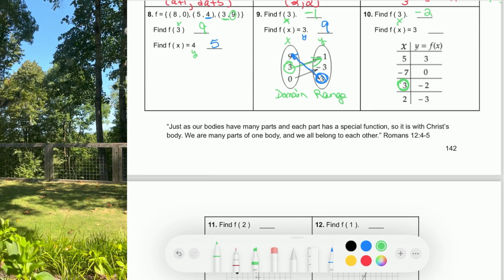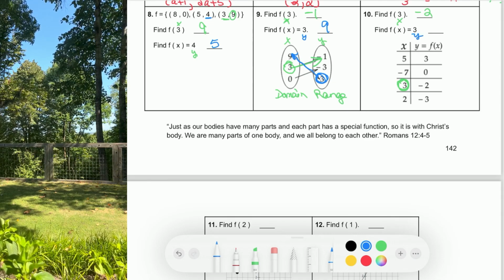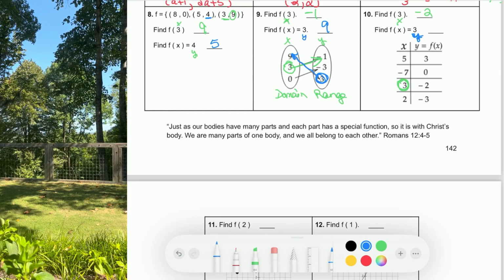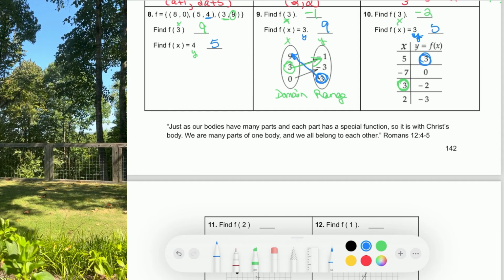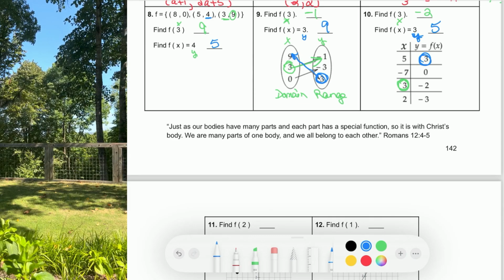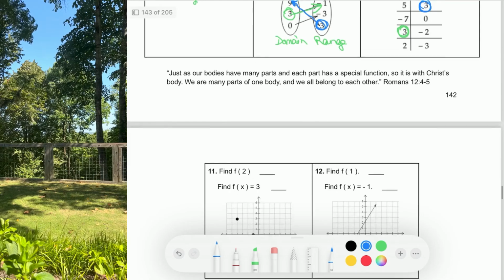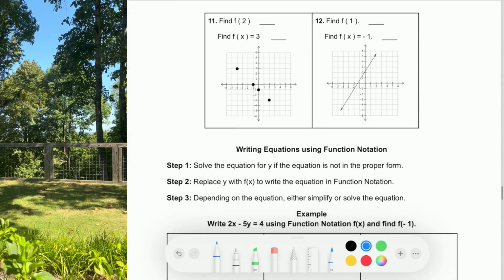Find f of x equals 3. This time they replaced the y and said it's 3. Well, if y is 3, what is our x? It's 5. Hopefully that makes more sense now. I wanted to give you several examples of that just to make sure you fully understood the difference between the two and what they're asking.